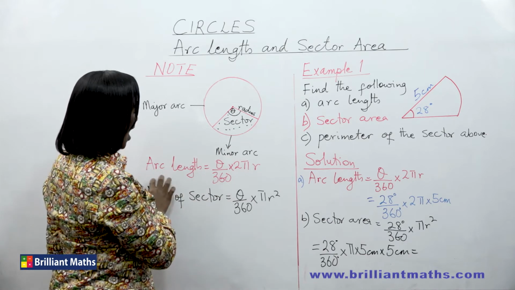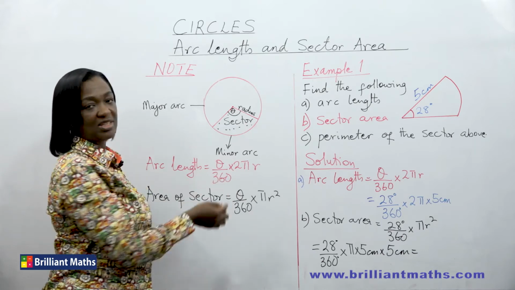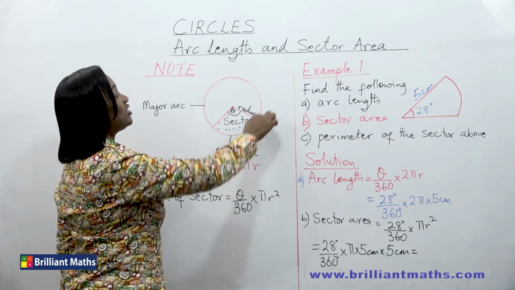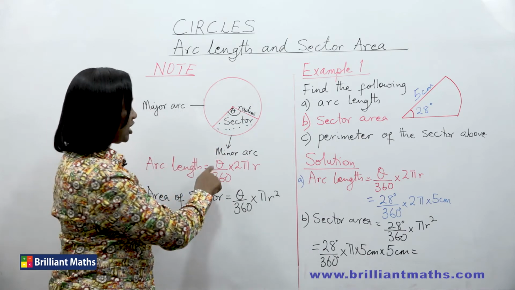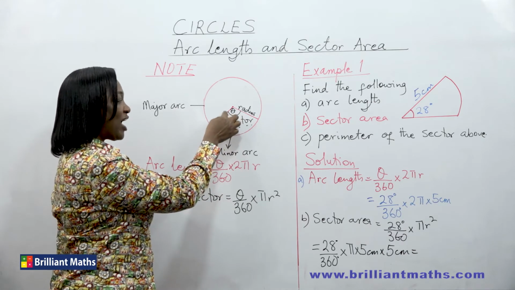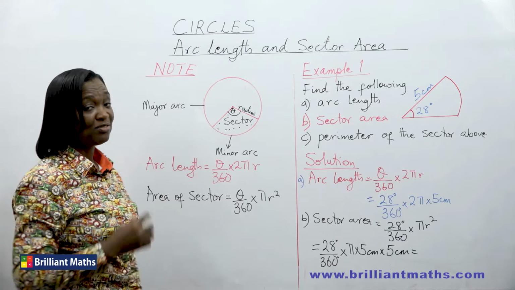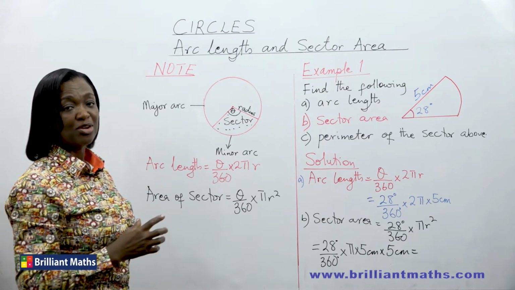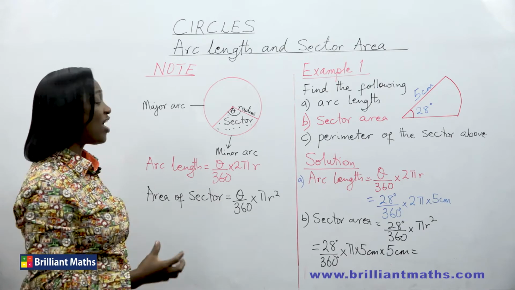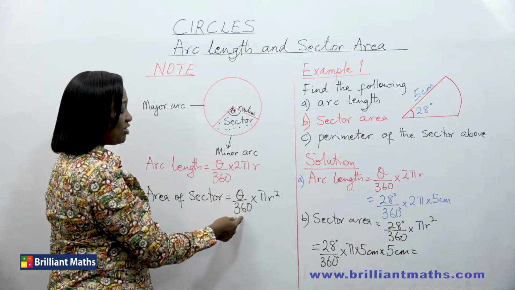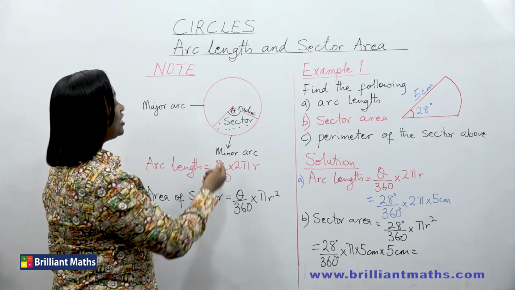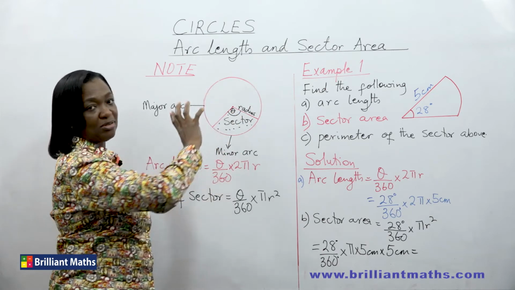So from the formula, arc length is equal to theta over 360 times 2 pi r. 2 pi r is the circumference of the entire circle. So theta over 360 will give you that fraction of the angle that is enclosed in the sector. That's very interesting, and I would like you to take note of that. In the same way, the area of a sector is theta over 360 times pi r squared. Pi r squared is the area of the entire circle.